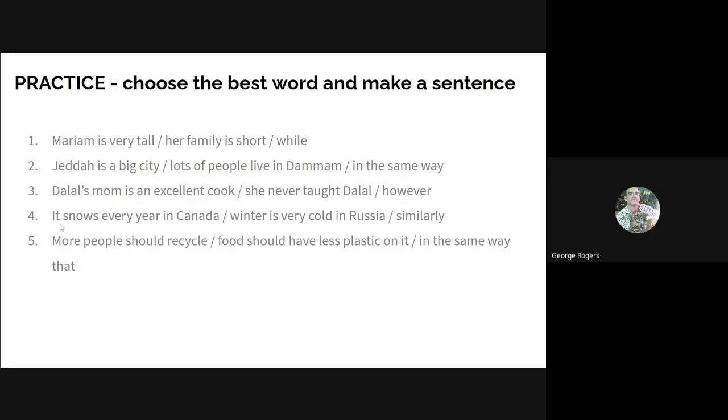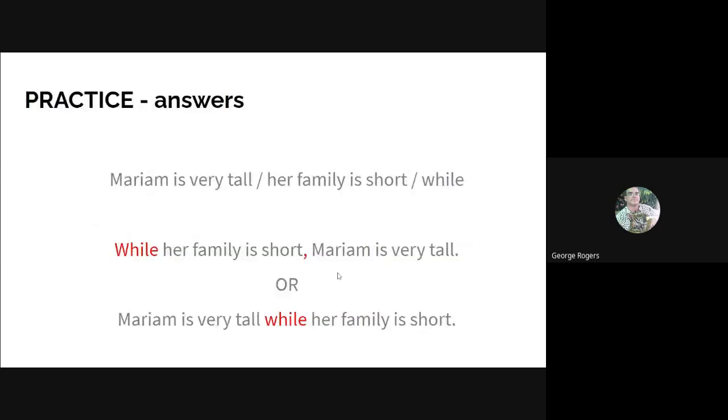Number 4, it snows every year in Canada. Winter is very cold in Russia, again, similar. All right? And so, and more people should recycle. Food should have less plastic on it. In the same way, so comparison. Let's look at them now. Okay.